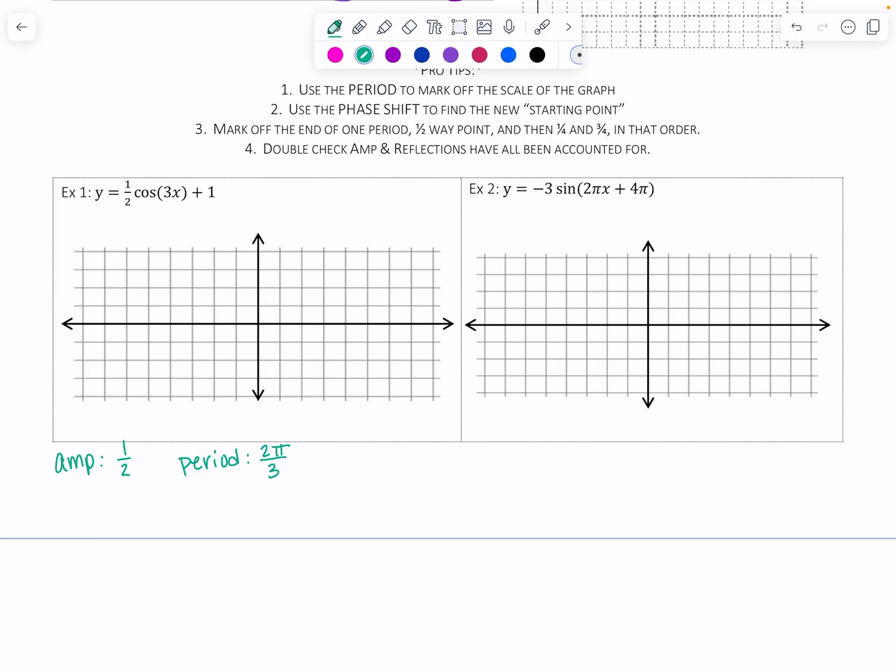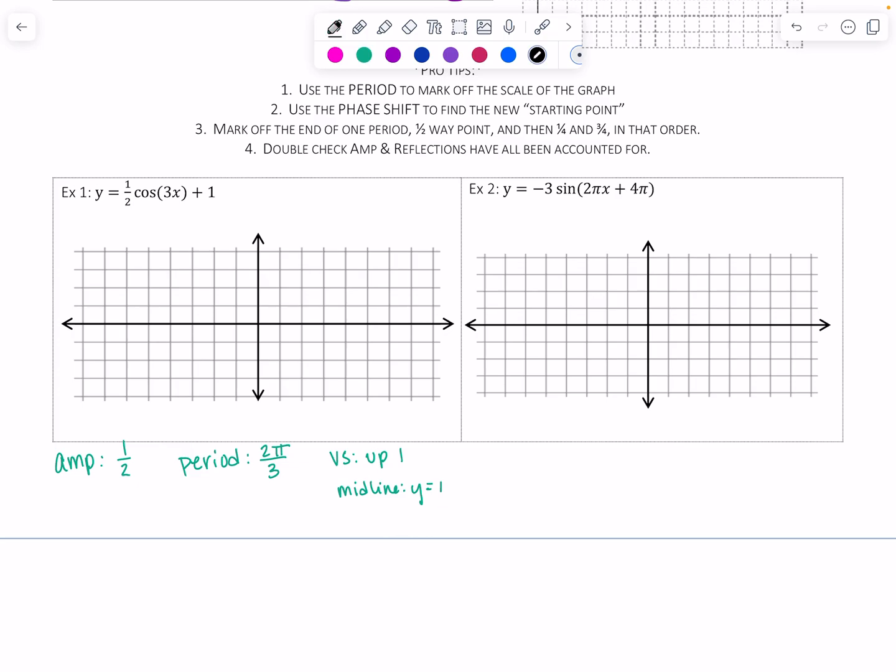There's nothing else I can kind of do on that one. That's kind of a fun one. We'll look at that in a little bit. And then we also know that we have a vertical shift of up 1. So we know from here that that midline is going to be at y equals 1. Just some good information here.